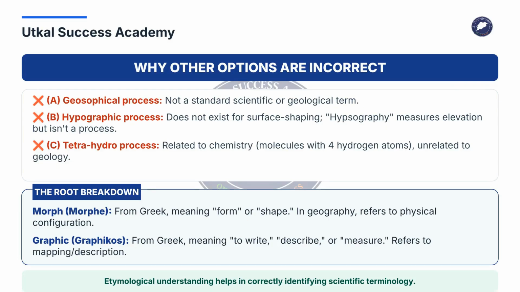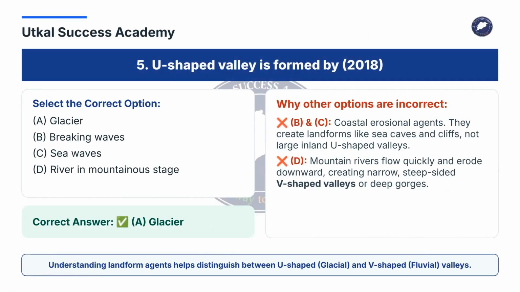The word breakdown shows that morph means form or shape, and graphic means to measure or describe, emphasizing how etymology aids in understanding scientific terms. The last quiz question from 2018: a U-shaped valley is formed by... The correct answer is A, glaciers. The other options are agents of coastal erosion or V-shaped valley formation.